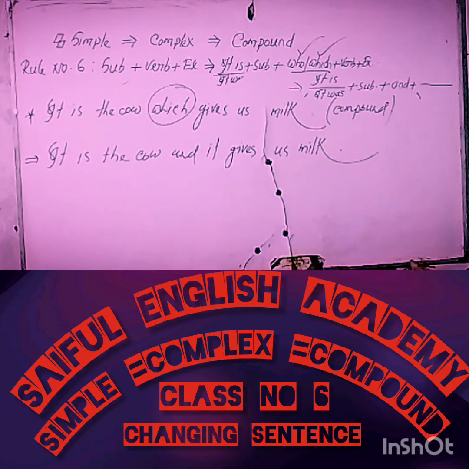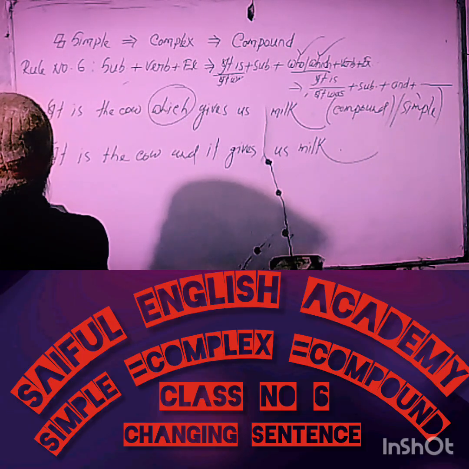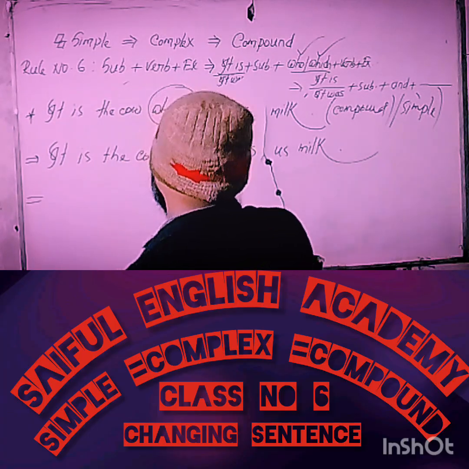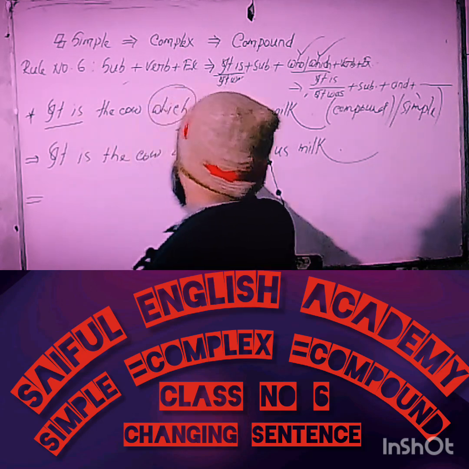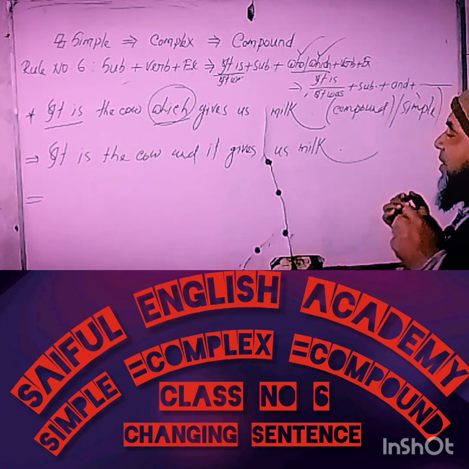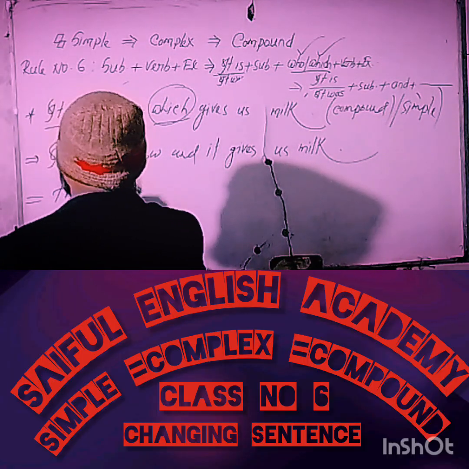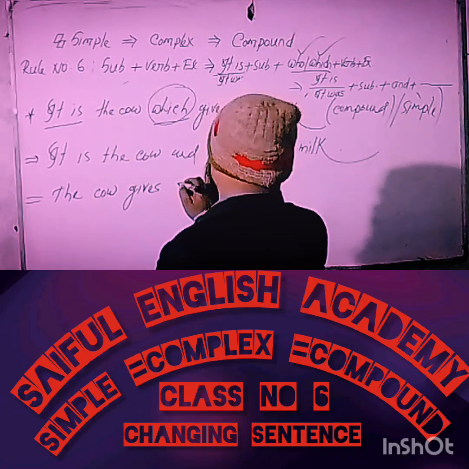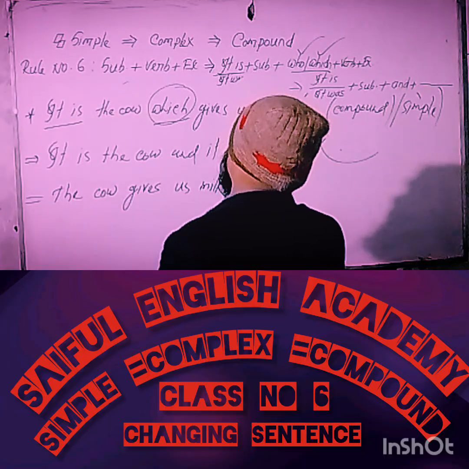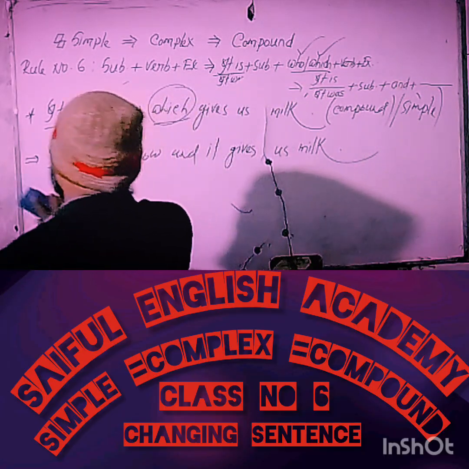My dear learners, suppose you are told to change the statement into a simple sentence. So, my dear learners, what steps should you take? You'll have to mind that, at the time of changing the statement into a simple sentence, you'll have to delete "it is" and "which", and try to write all the words of the rest of the sentence. So, my dear learners, write: the cow gives us milk.